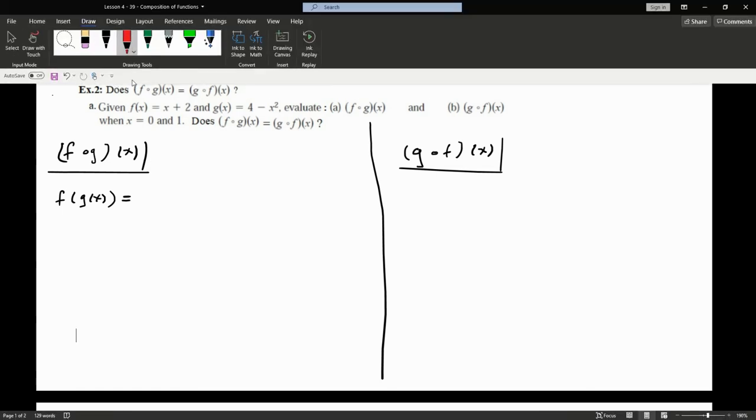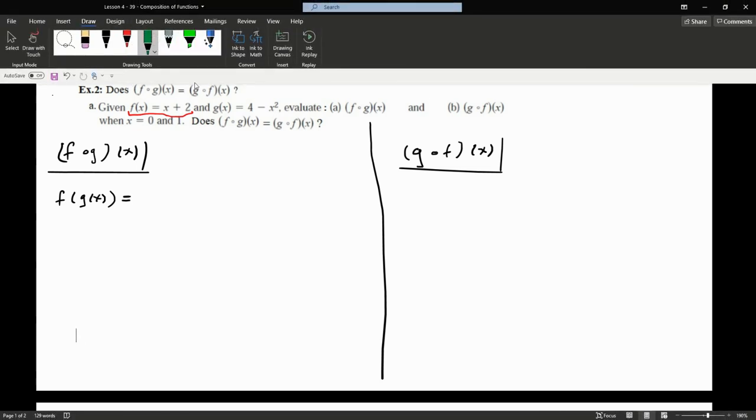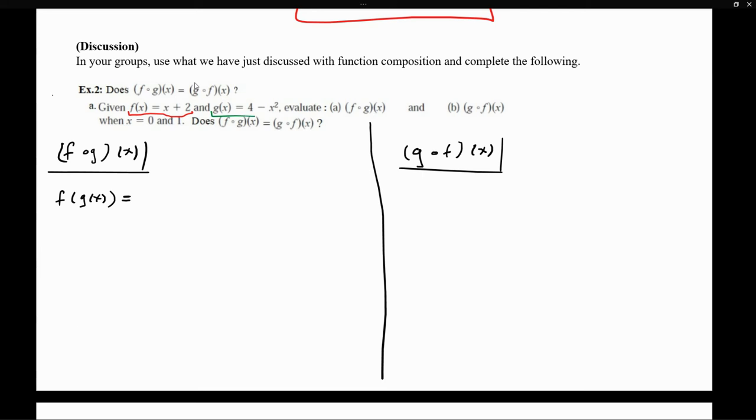Well, notice that f, as it has been defined here, is just x plus 2. And here g is being defined as 4 minus x squared. So let's evaluate and let's compare. On the left-hand side, we want to get the function of f, and we want to evaluate it by g. So in our function of f, every time we see an x, we're going to substitute it with the whole function of 4 minus x squared.